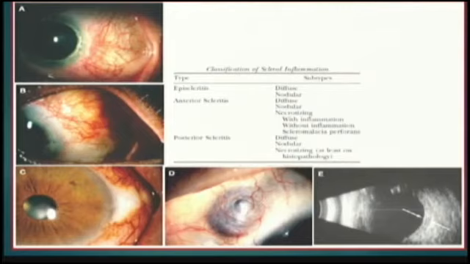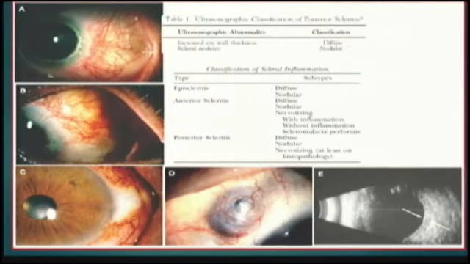The classification of scleritis, this is the Watson classification: anterior and posterior. The anterior is classified into diffuse, nodular, and necrotizing, and the necrotizing is with inflammation or without inflammation. The one without inflammation we call scleromalacia perforans, and most of the time it is associated with rheumatoid arthritis. The posterior scleritis may be diffuse or nodular, rarely necrotizing, because most of the time the necrotizing will be anterior and may progress posteriorly.